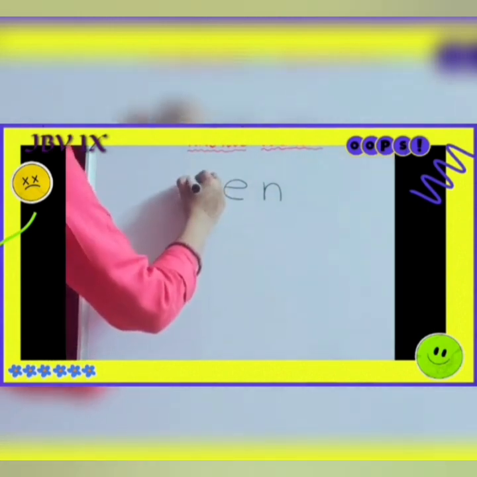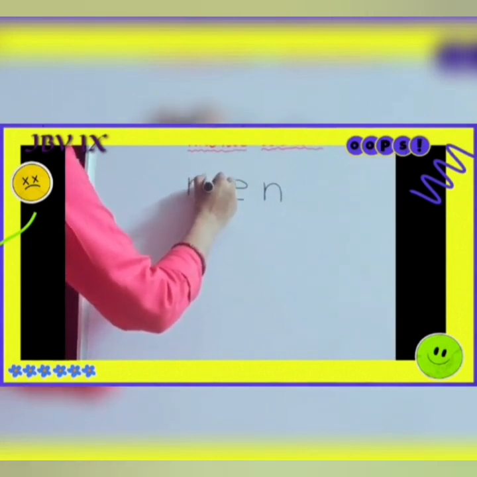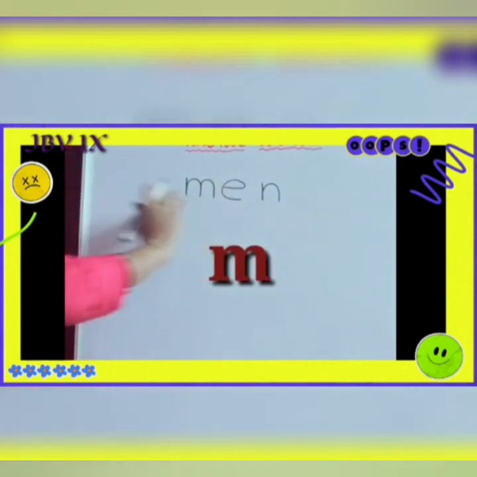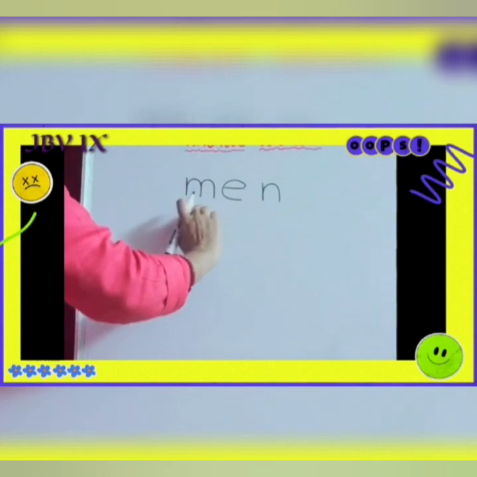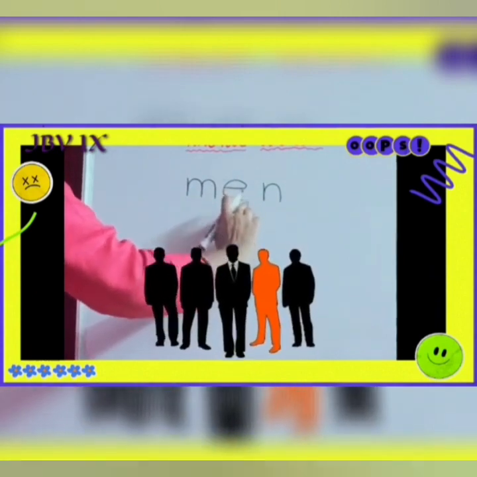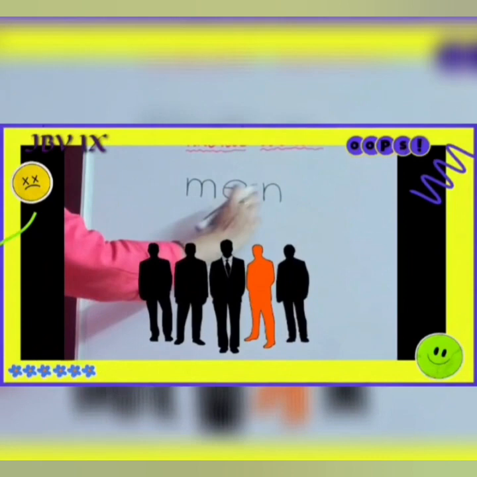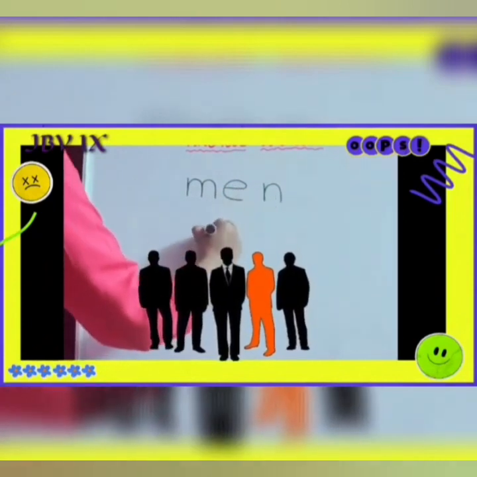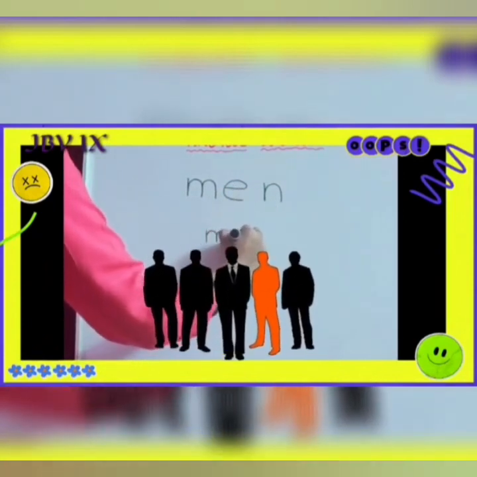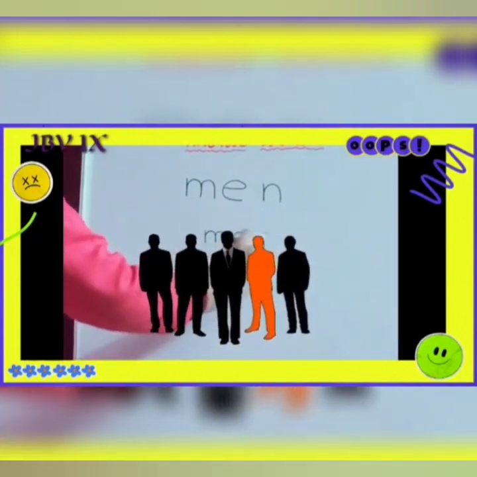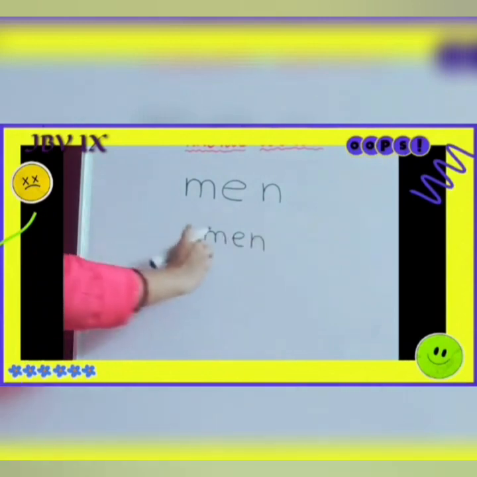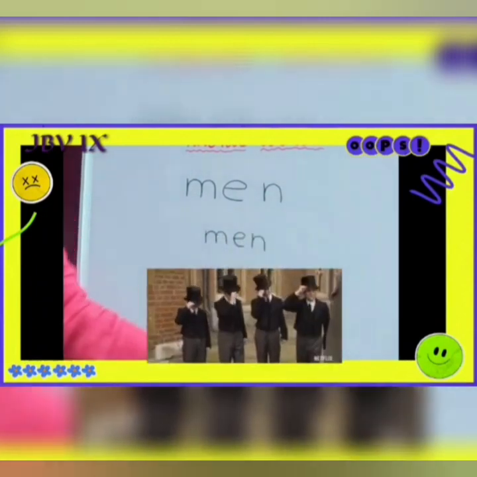Next letter I am going to add is M. M sounds M. E sounds E. N sounds N. M, E, N. Men. M, E, N. Men.